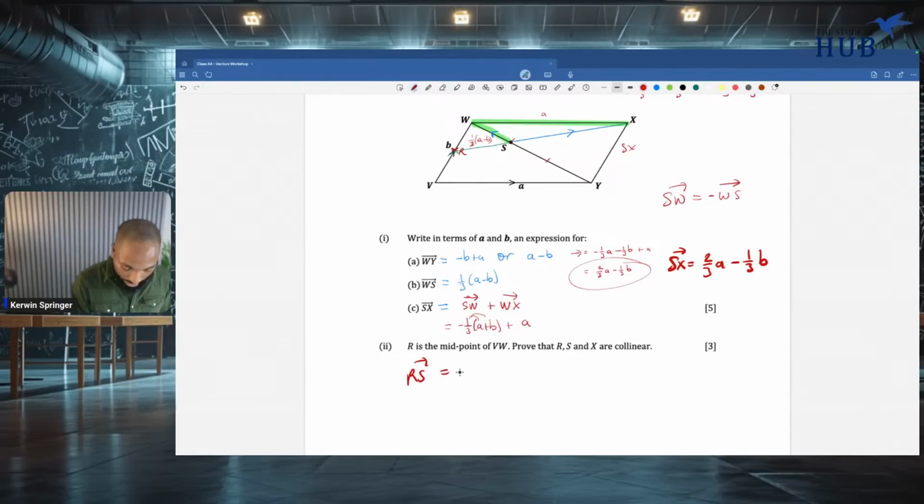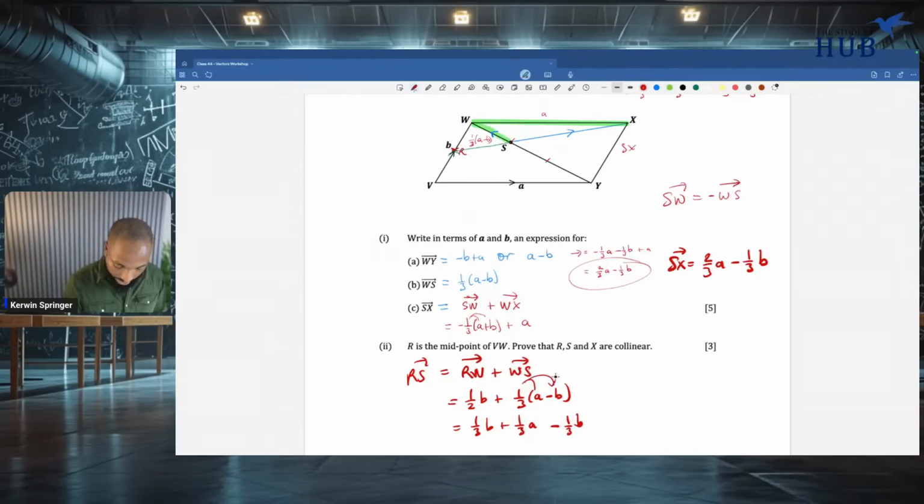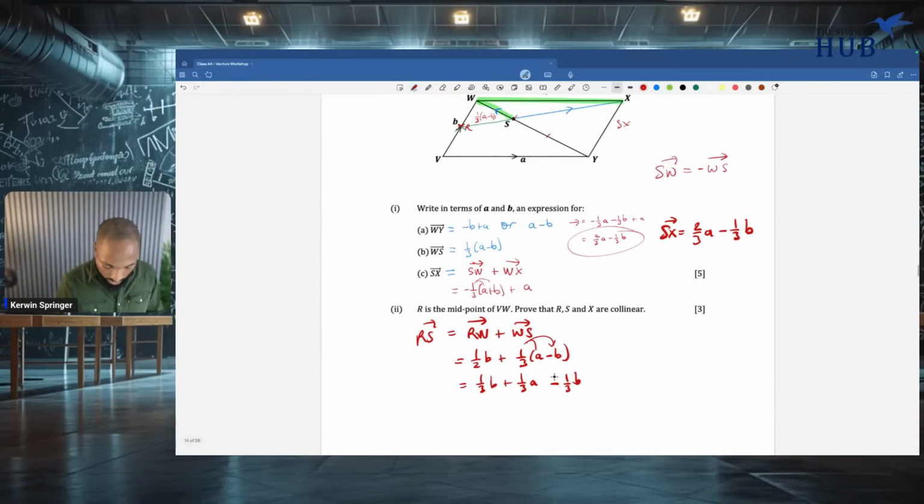RS is the same as going from R to W, then from W to S. R to W is half of B. R to W, this whole thing is B, so R to W is half B. W to S, we already established that is 1/3 of A minus B, so 1/3 of A minus 1/3 of B when I distribute it. This is a half, by the way. I made a mistake. Half B.